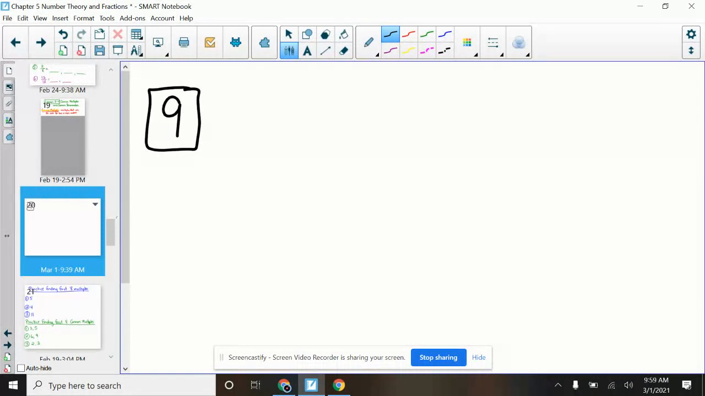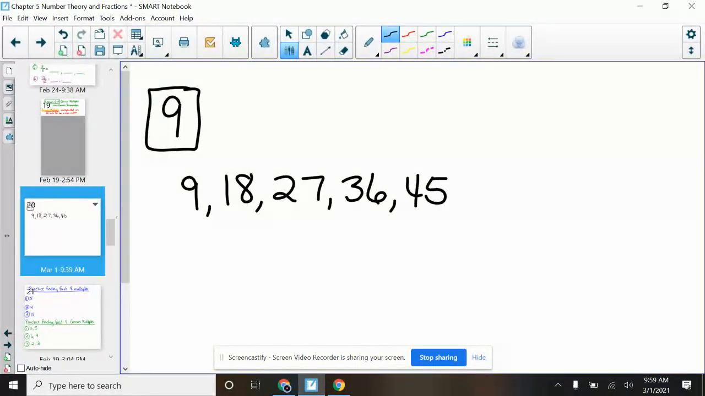So let's say that the directions for this one says, list the first 5 multiples. So tell me, what would they be? What's 9 times 1, everybody? 9. What's 9 times 2? 18. What's 9 times 3? 27. What's 9 times 4? 36. What's 9 times 5? 45. There's my first 5 multiples for 9. That's it. That's listing a multiple, okay?